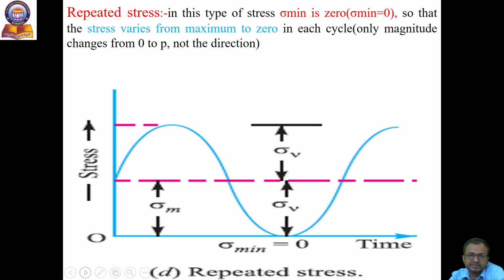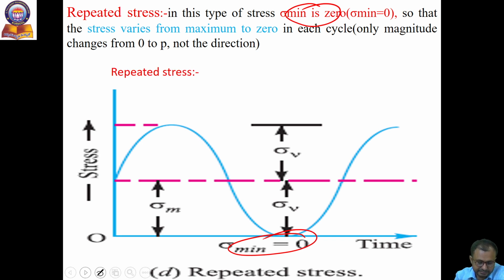Then the next one is repeated stress. In this stress, the minimum stress is 0. So the stress varies from maximum to 0 in each cycle. Only magnitude is changing from 0 to plus P, not direction. So sigma minimum is 0 in this case.